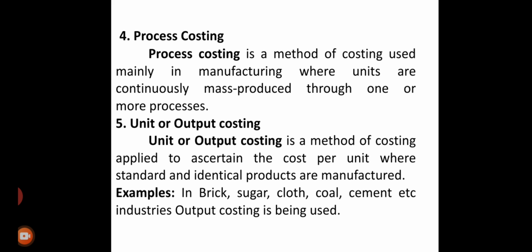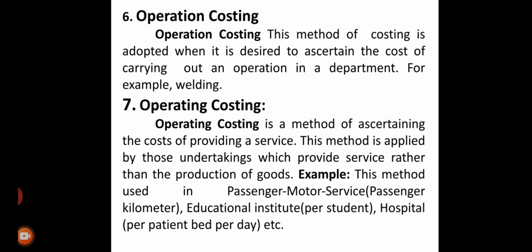Unit or output costing. Unit or output costing is a method of costing applied to ascertain the cost per unit where standard or identical units are manufactured. If standard or identical units are manufactured, per unit cost is calculated. Example, brick industry, sugar industry, cloth, coal, cement, etc. In these industries, output costing is used.